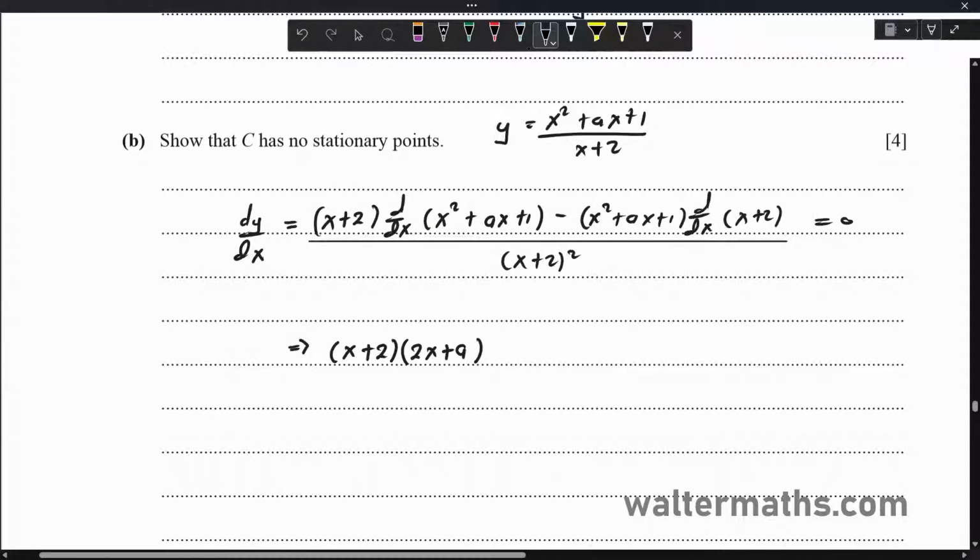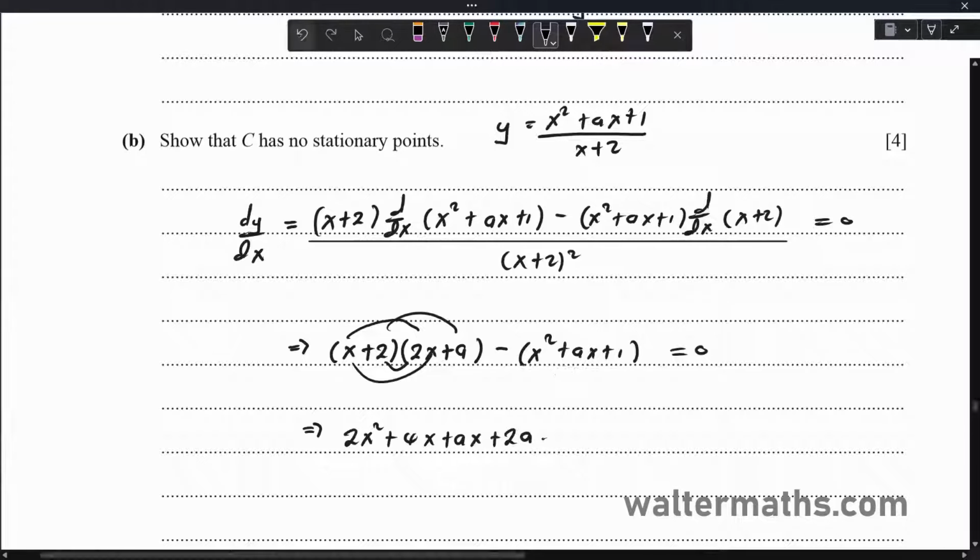Are you following? Yes. Okay, good. Then that's minus x squared plus ax plus 1, and for this derivative we just get 1. So all this is equal to 0. Now we expand brackets, and we have 2x squared plus 4x plus ax plus 2a, and on this part, minus x squared minus ax minus 1, equal to 0.